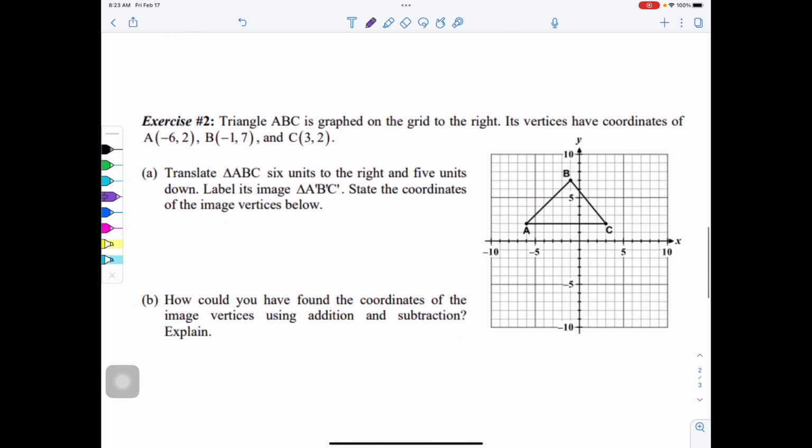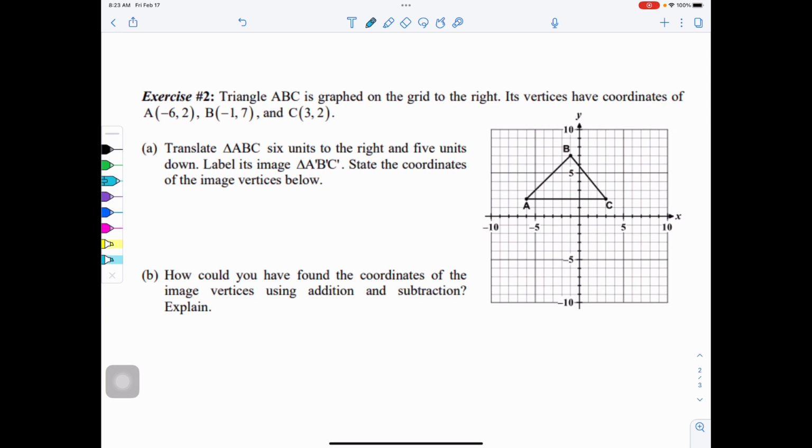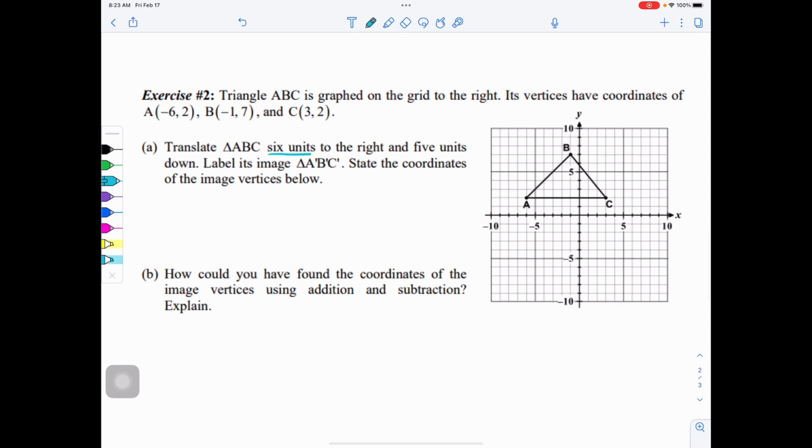Now let's go on to exercise 2. Triangle ABC is graphed on the grid to the right. Its vertices have coordinates of A (-6, 2), B (-1, 7), and C (3, 2). In the first part, question A, we're going to translate triangle ABC 6 units to the right and 5 units down. We'll then label it with primes and state the coordinates of the new image.